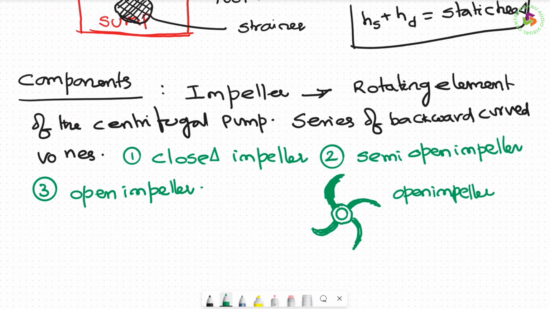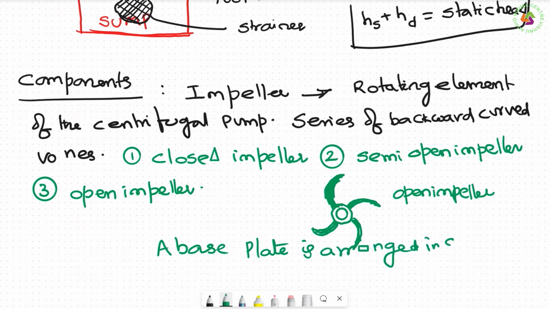Then the second one is the semi-open impeller. In the case of a semi-open impeller, there will be a base plate at the bottom. That means the bottom of it is covered by a plate. So in the case of a semi-open impeller, a base plate is arranged. The figures I have already given you, please see.